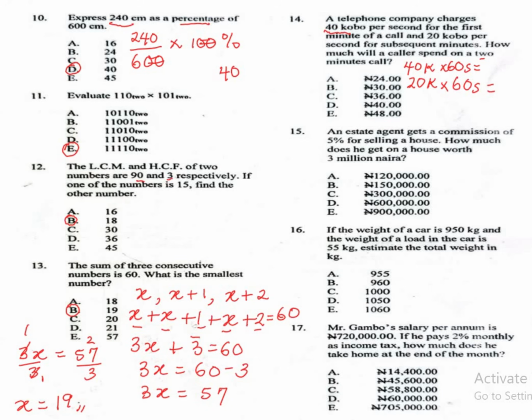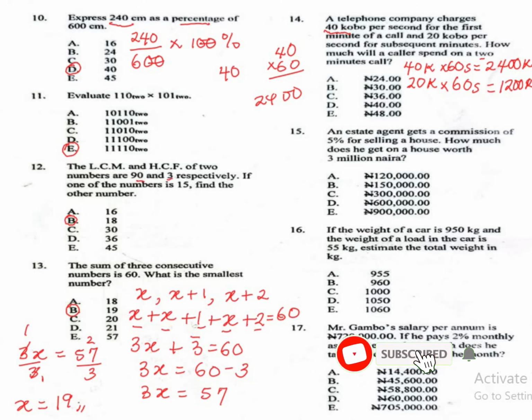Okay, so for the first, 40 times 60, you just do 6 times 4 is 24. Bring out the 2 zeros. So we'll have 2,400 kobo here. For the second, 20 kobo times 60. 2 times 6 is 12. Bring out 2 zeros. That's 1,200 kobo.